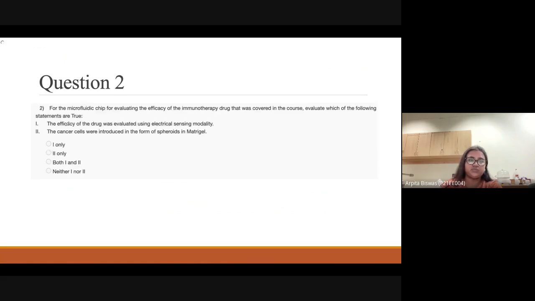Next, move toward question number two. For the microfluidic chip for evaluating the efficacy of the immunotherapy drug that was covered in the course, evaluate which of the following statements are true. First option is the efficacy of the drug was evaluated using the electrical sensing modality, and the second option is the cancer cells were introduced in the form of spheroids in matrices.